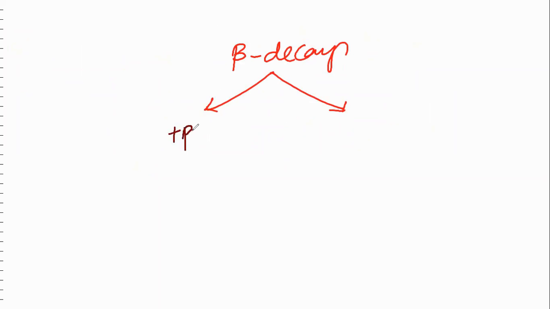Next, beta decay. Beta decay is of 2 types: positive beta decay and negative beta decay. In the negative beta decay, an electron will be released. In the positive beta decay, a positron will be released.